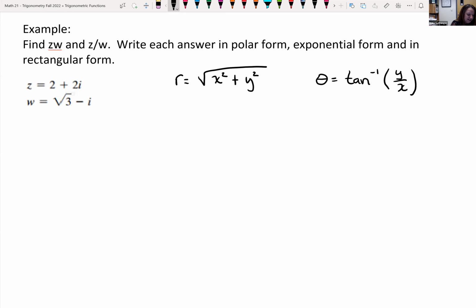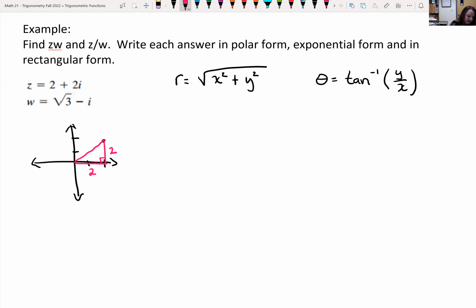So let's first look at z and let's plot z. On the rectangular coordinate system, the imaginary is our vertical axis and our real part is the horizontal axis. So plotting 2 plus 2i, I would go over 2 to the right and up 2. Let's form our rectangle. I know that the height there is 2, my base there is 2, and I can find r.